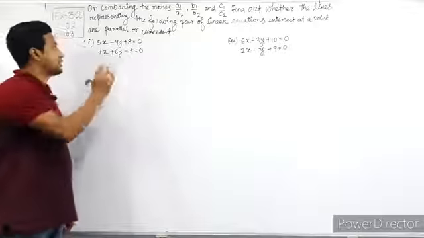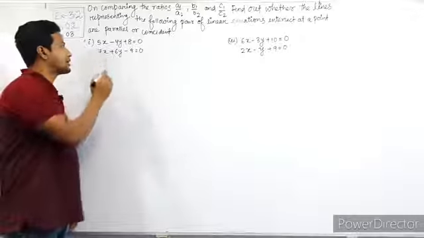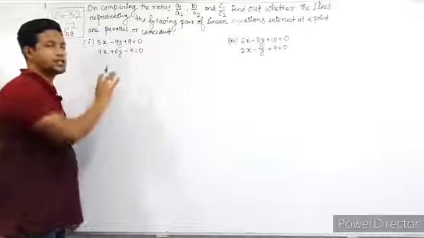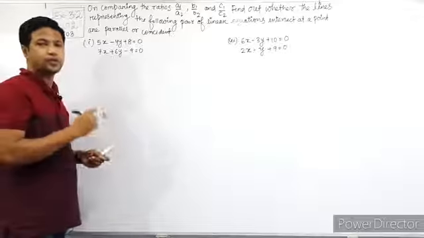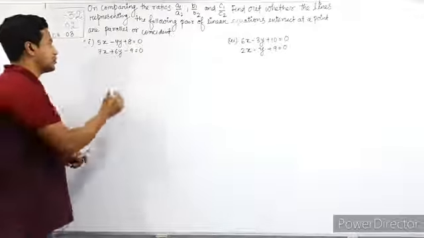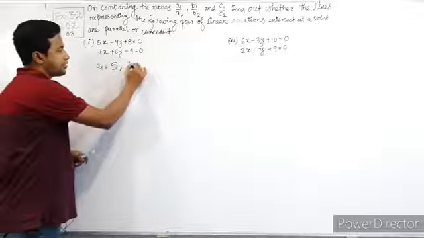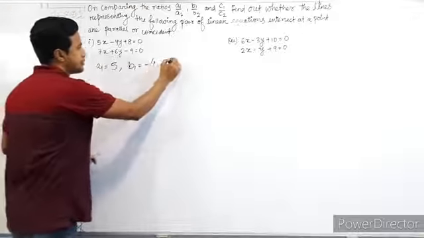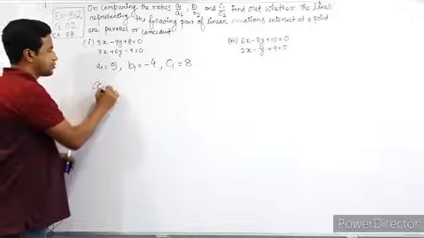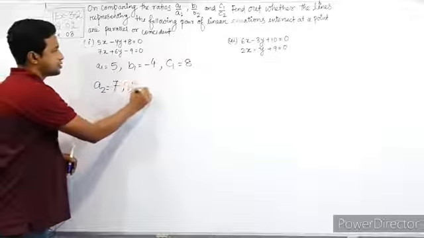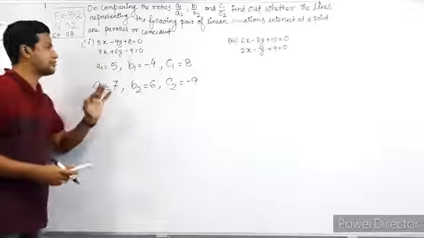What it is saying? It is saying 5x minus 4y plus 8 is equals to 0, 7x plus 6y minus 9 is equals to 0. These are the two equations. In these two equations, we are going to find first A1, B1, C1, A2, B2 and C2. Let's find out. So, in the first equation, A1 is your 5, B1 is equals to minus 4, C1 is equals to 8. And in second equation, A2 is equals to 7, B2 is equals to 6 and C2 is equals to minus 9.